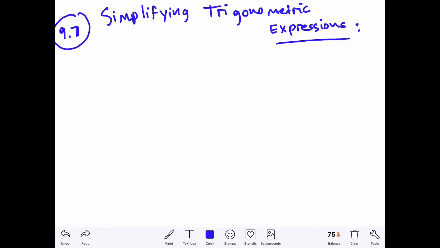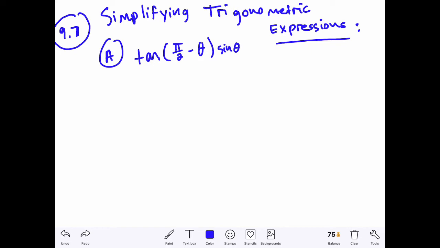Okay, let's start simplifying trigonometric expressions, and this is where we start to use our fundamental trigonometric identities on page 514, which we went over in the introduction. For example, it might say simplify tangent of pi halves minus theta multiplied by sine of theta.